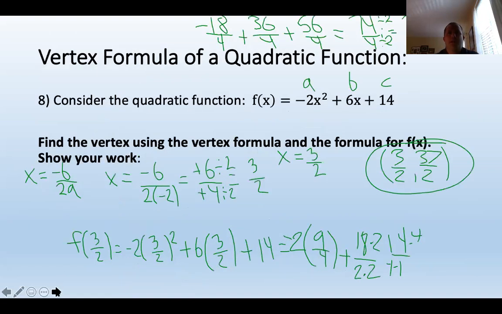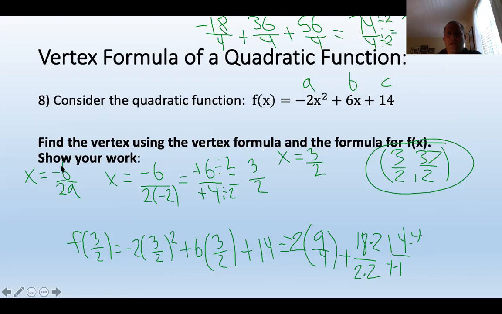The next problem says, consider the quadratic function f(x) equals negative 2x squared plus 6x plus 14. Find the vertex using the vertex formula and the formula for f(x). The formula for finding the x coordinate of the vertex is x equals negative b over 2a. In this function, a is negative 2, b is 6, and c is 14.